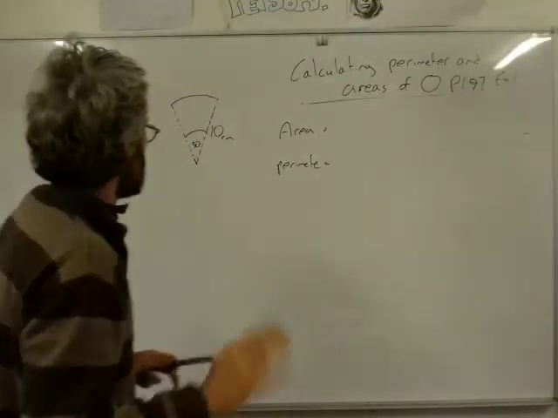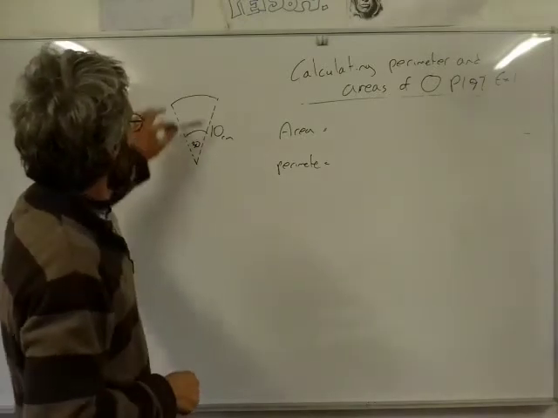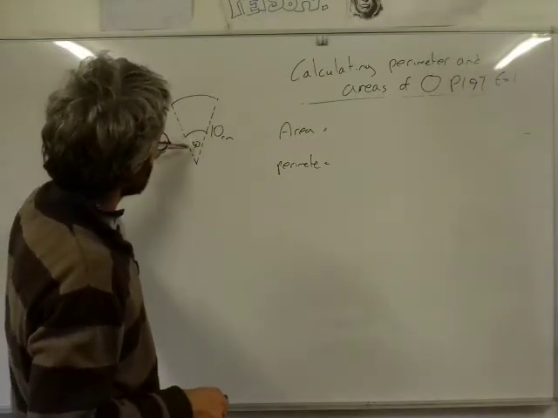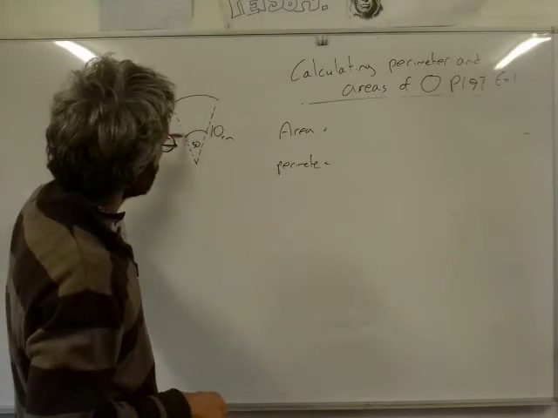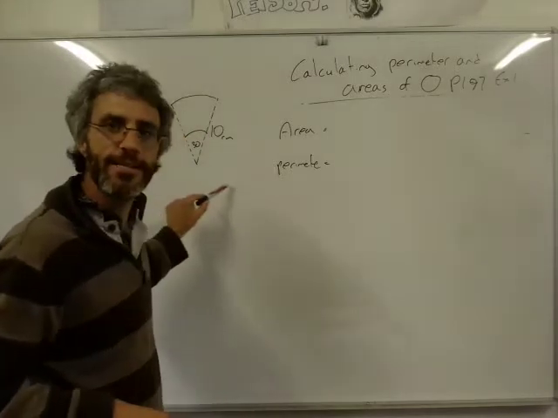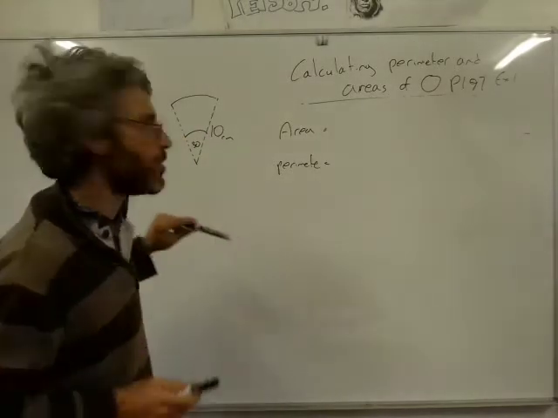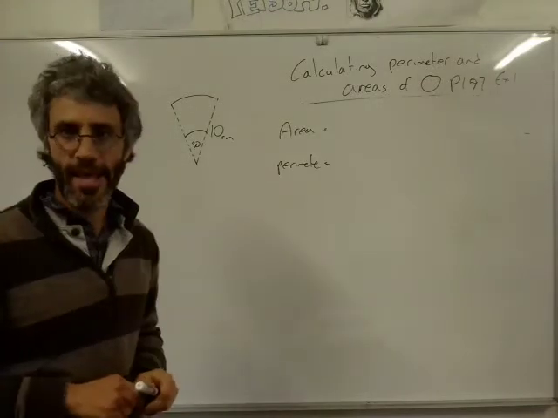Okay, so this is a bit of a made-up question. I didn't take it from the book. But imagine you have a slice of pizza, and the angle is 30 degrees, and the radius is 10 centimeters. Pizza, cake, whatever you want, okay? And I want to find out the area.